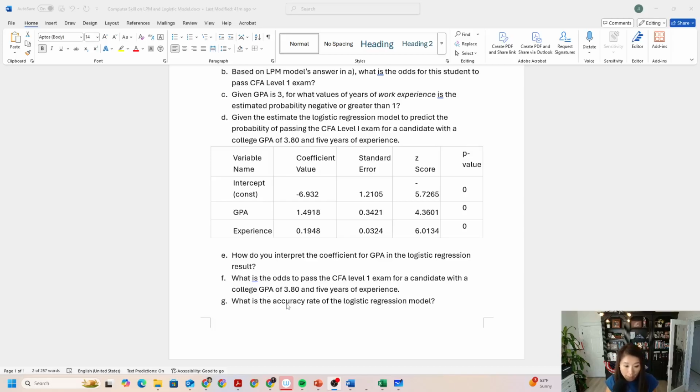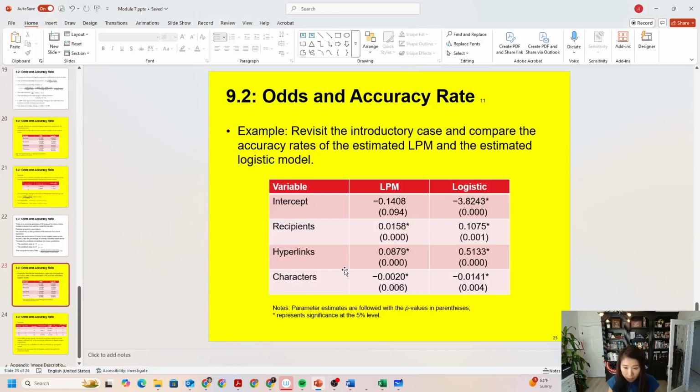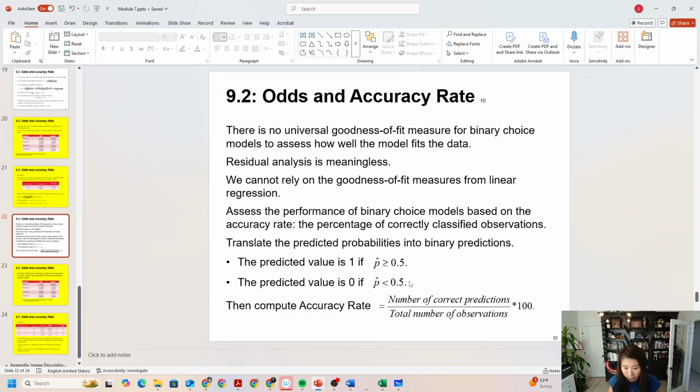Okay, now we're going to work on the last question, how to figure out the accuracy rate of the logistic regression model. In the lecture, I already emphasized that in order to calculate the accuracy rate, first of all, you need to define this threshold. Basically, you will predict the probability, regardless of whether you are using the logistic regression or linear probability model. The predicted result is a probability. So we develop this threshold. Basically, we say, if this predicted probability is larger than or equal to 0.5, we consider that as 1, meaning the outcome we care about happened. Otherwise, it will be 0.